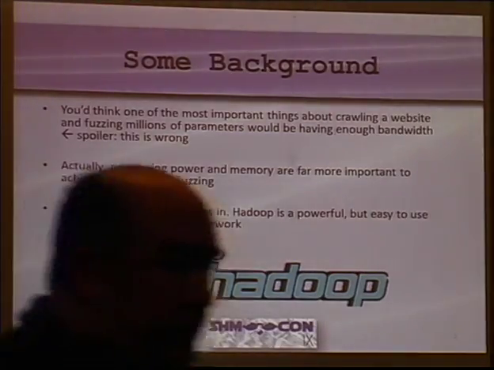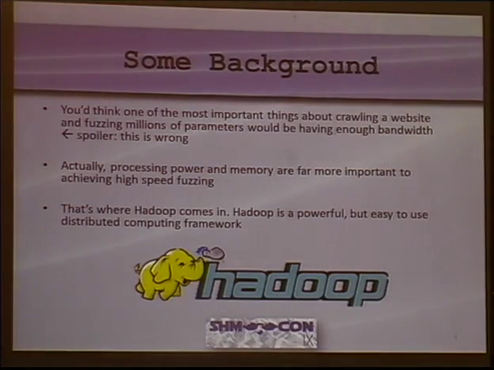So first a little bit of background. You would think, and I definitely thought this when I was just starting this project, that one of the most important things about crawling web applications and fuzzing them would be bandwidth. I mean, to me, we're transferring stuff over the network. We're not really doing that much to the data once we get it. And then we're just submitting more HTTP requests, right? So you'd think bandwidth is the most important thing here. This actually isn't the case.